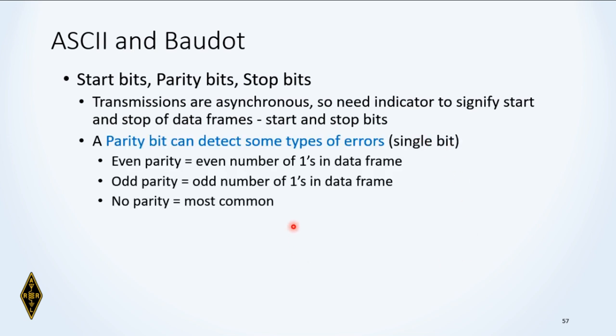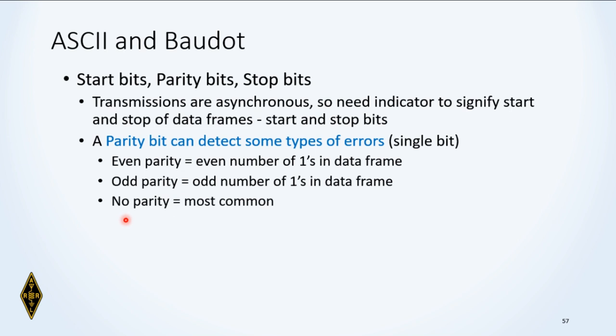Now, a parity bit can detect some kinds of errors. Here's some blue text for you, a single bit. The way that works, even parity is counting the number of even bits, or number of ones, I should say. So depending upon how many ones come through in that ASCII character, if it's an even number, then the parity bit will get set to 1. If for odd parity, an odd number of ones in the data frame will cause the parity bit to be set. So that's the difference between even and odd.